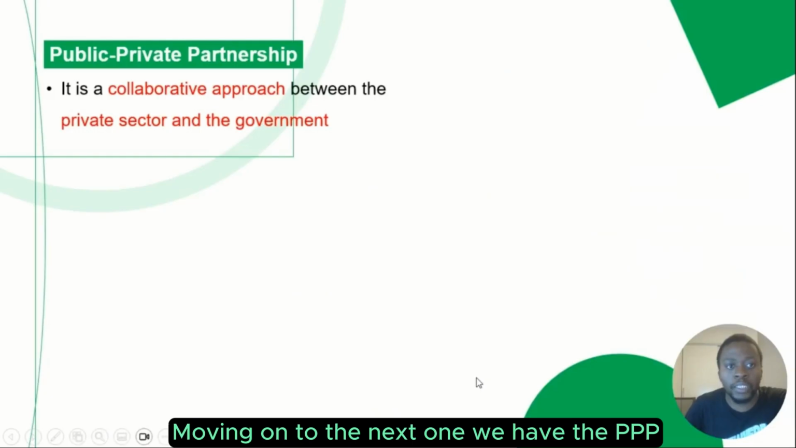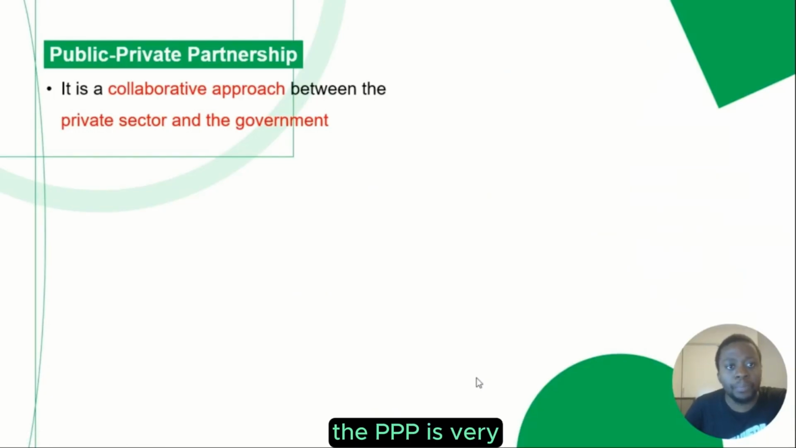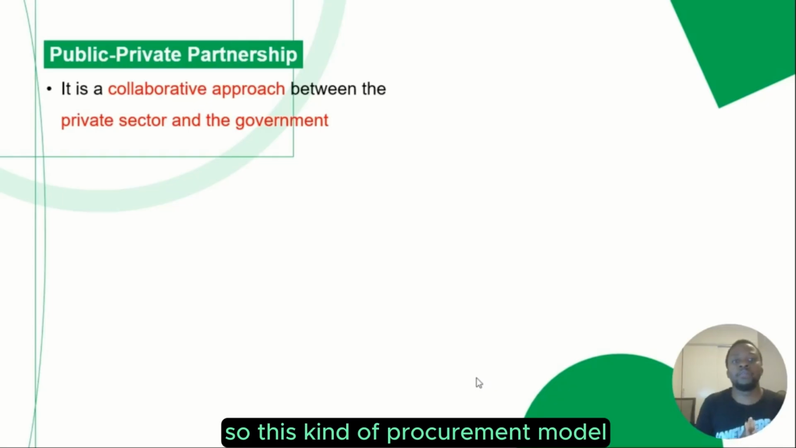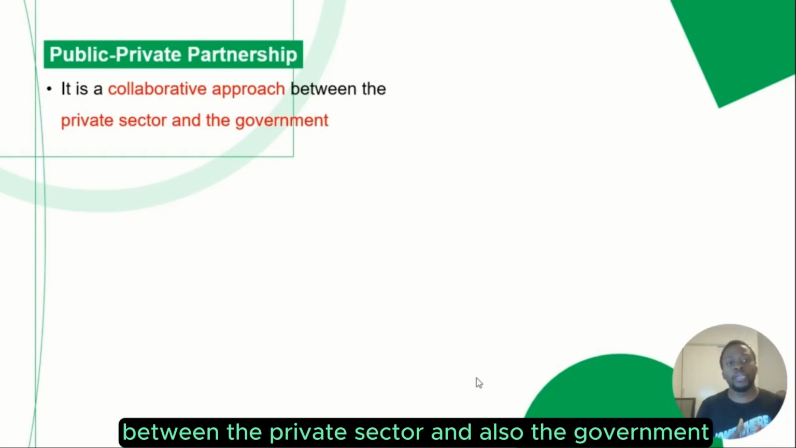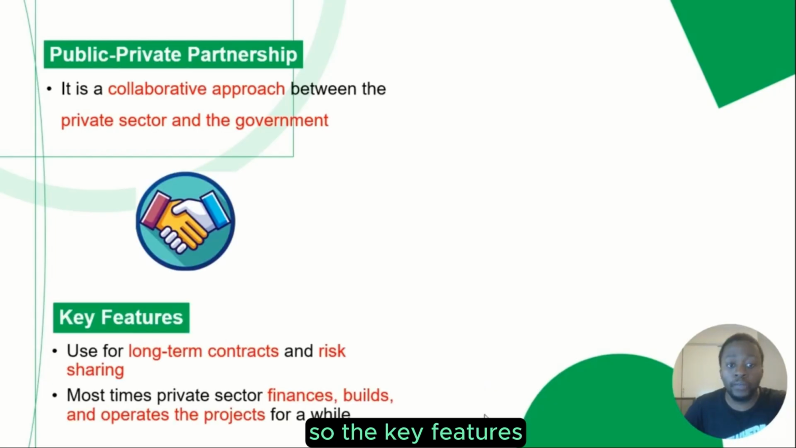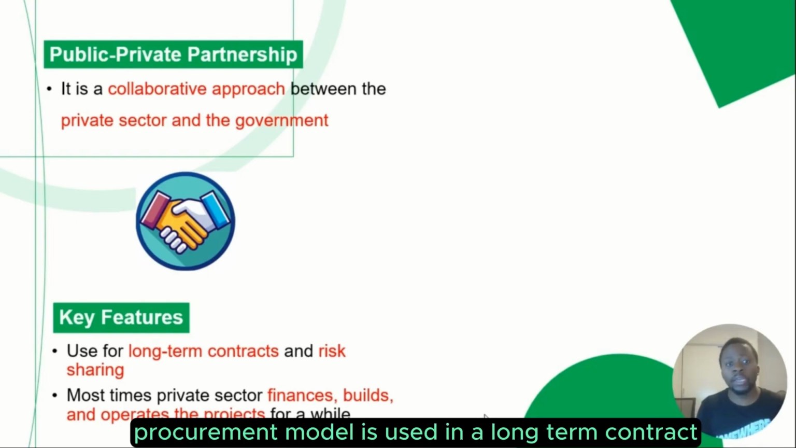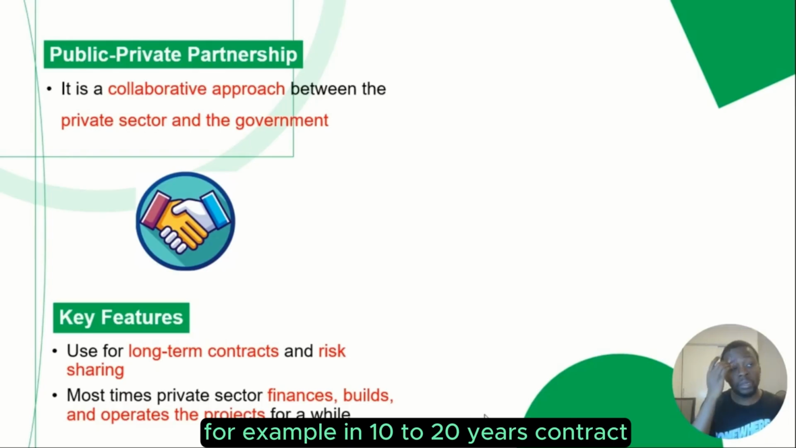Moving on to the next one, we have the PPP. The PPP is very common also in large and complex projects. This kind of procurement model is a collaborative approach between the private sector and the government. So the key features: this kind of procurement model is used in long-term contracts, for example, 10 to 20 years contracts.